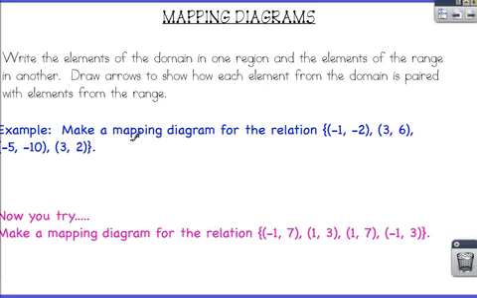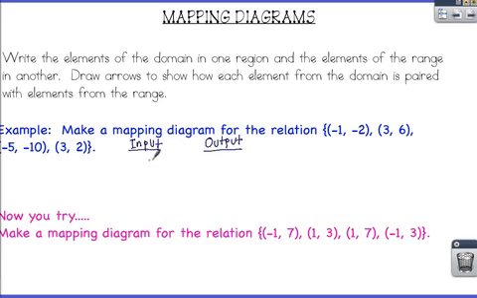So we'll begin. You can write either input and output or domain and range. Either one works. They are synonyms. And just like we did before, we're going to arrange the input and output values from least to greatest, and we're going to write each one only once.